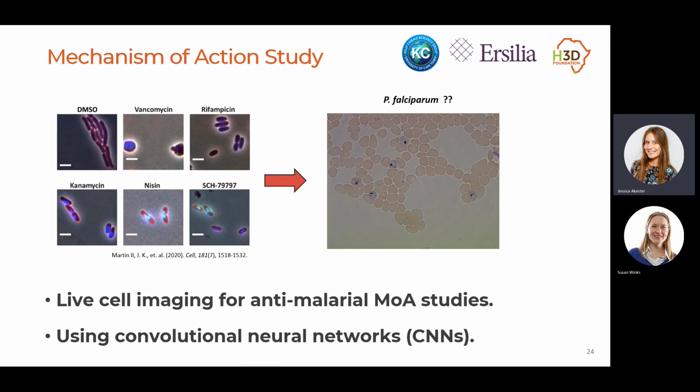This is quite challenging because the cells aren't quite as big as a bacterium cell. Here we're looking at parasites inside red blood cells. And so this is something quite interesting.